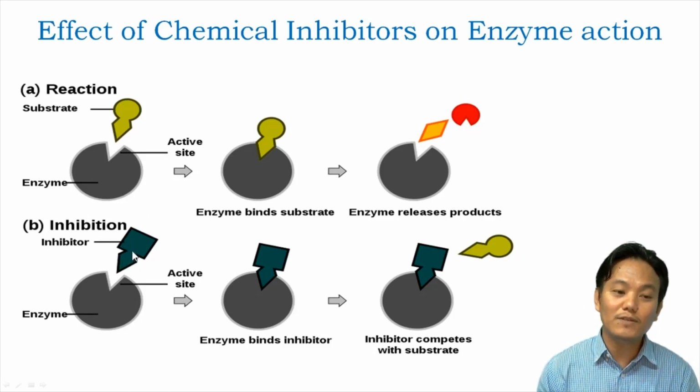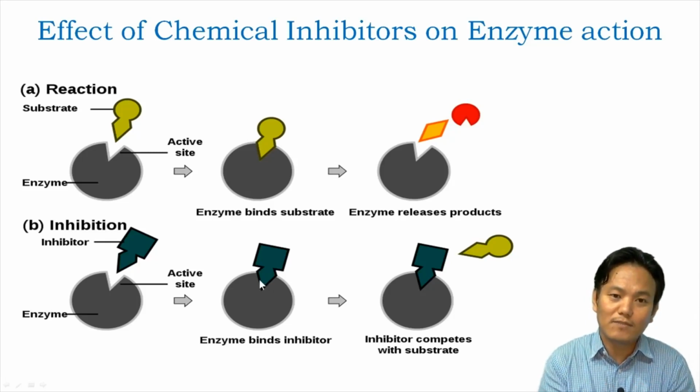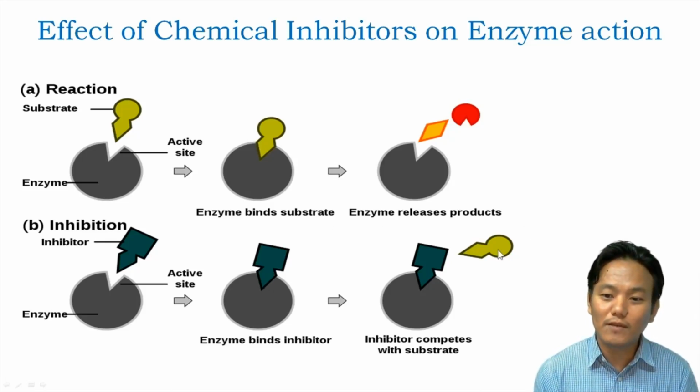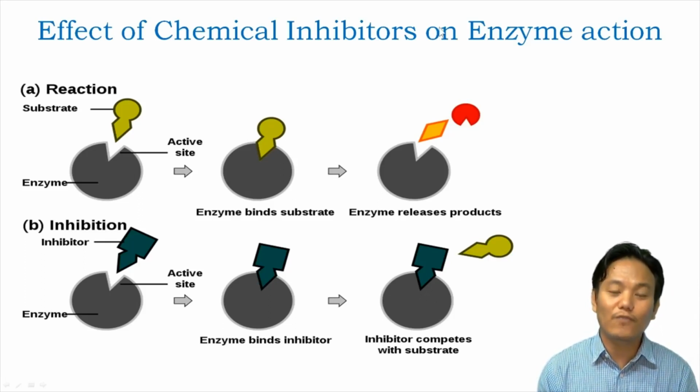Inhibitors are the substances which mimic the shape of the substrate, and therefore they can bind with the active site of the enzyme. Since the substrate cannot bind, the reaction cannot undergo chemical bond breakage. Therefore chemical inhibitors can inhibit the enzyme action.